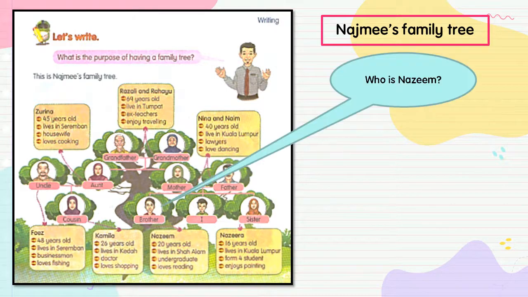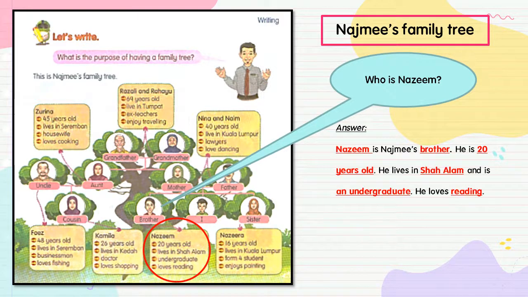Who is Nazim? Look at the family tree again and use the information to write a short description about Nazim. Have you written the answer? This is the answer. Nazim is Najmee's brother. He is 20 years old. He lives in Shah Alam and is an undergraduate. He loves reading.